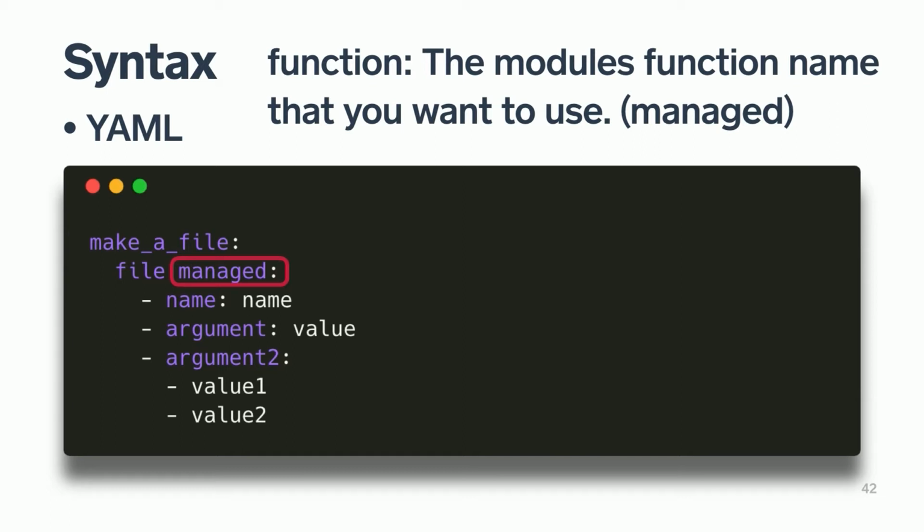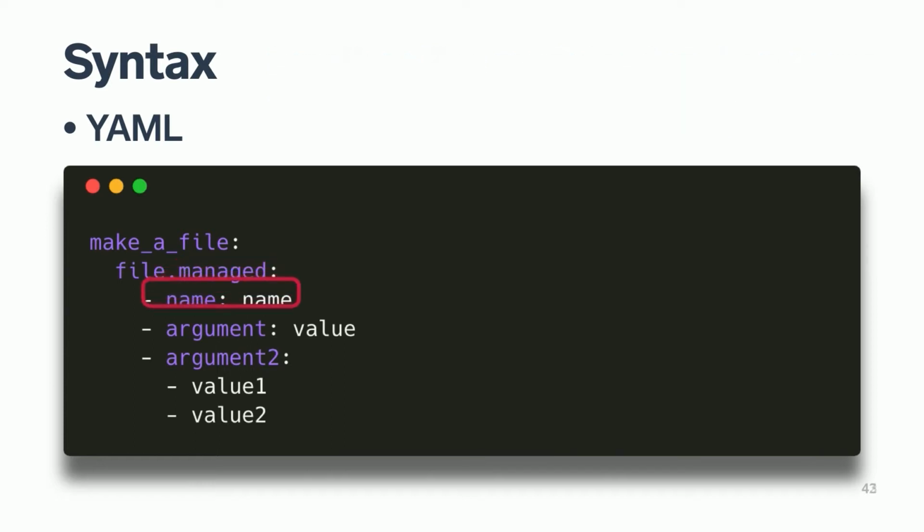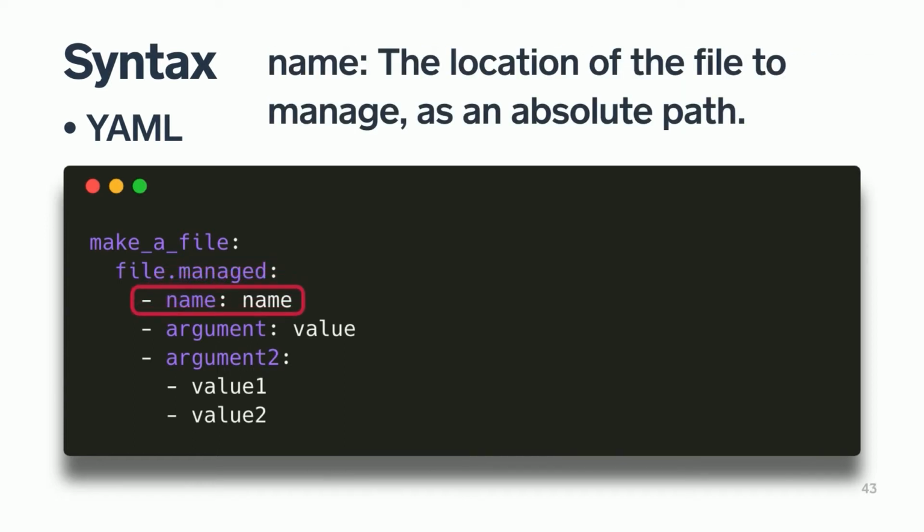So next, we need to tell Salt where we want the file. Otherwise, it has no idea where to put it or what you want to do with it. In this particular state, that's covered under the name parameter, and this will be the location of the file that you want to manage, as an absolute path.